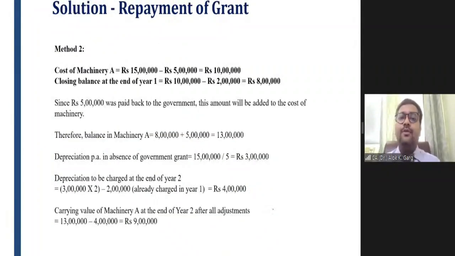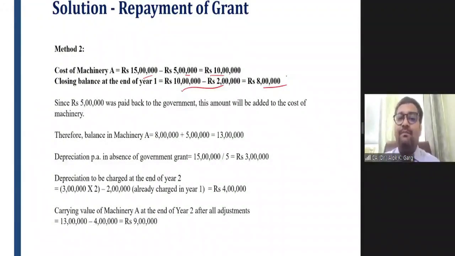Going by the net approach, cost of machinery was 15 lakh, government grant is 5 lakh, so total net value is 10 lakh. Closing balance at the end of first year, because this 10 lakh has to be depreciated over a period of 5 years, so 10 minus 2 is coming out at 8 lakh.